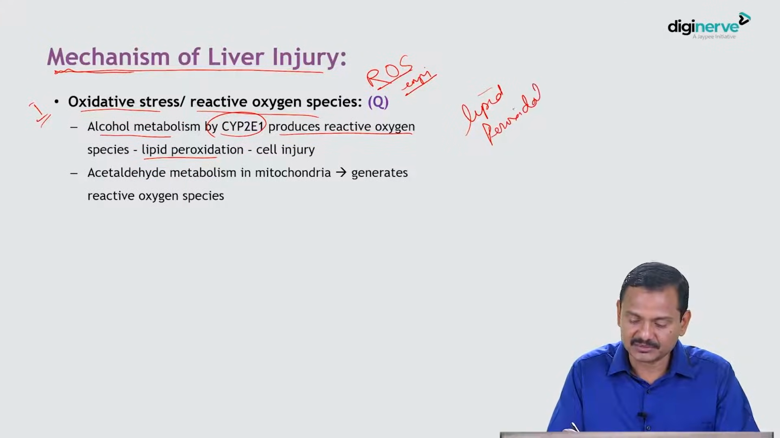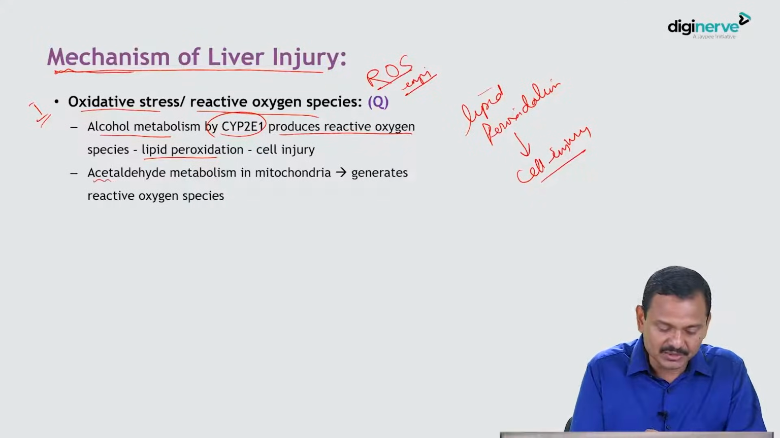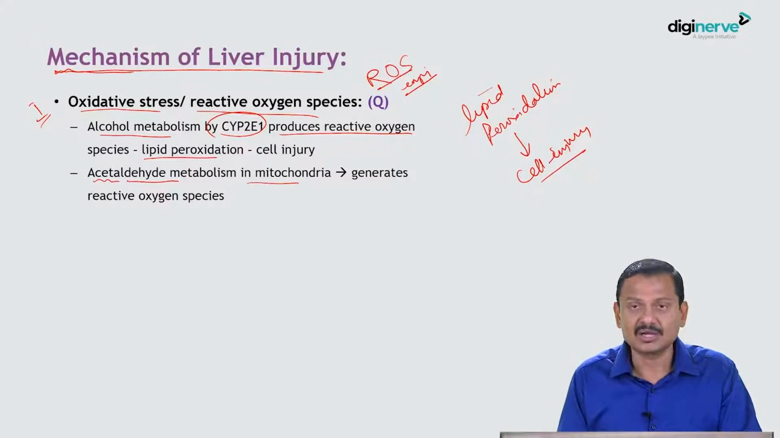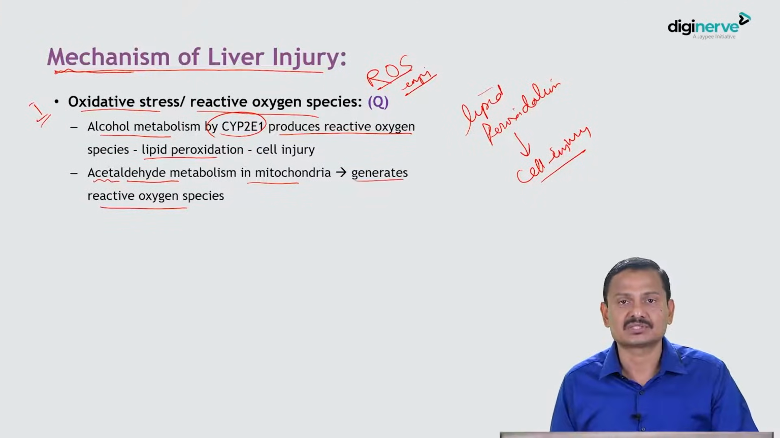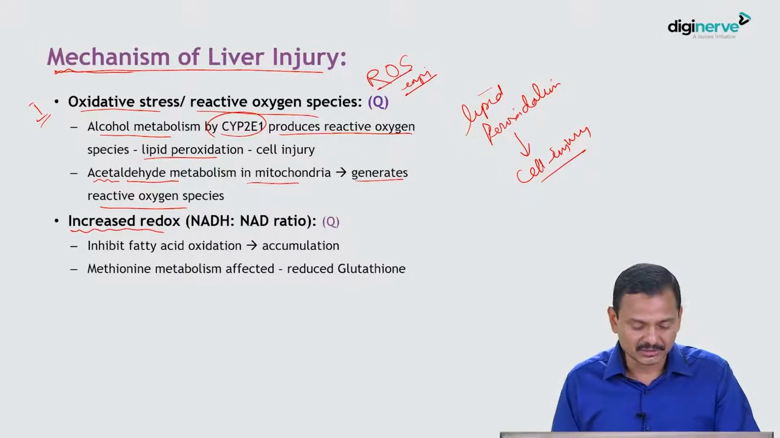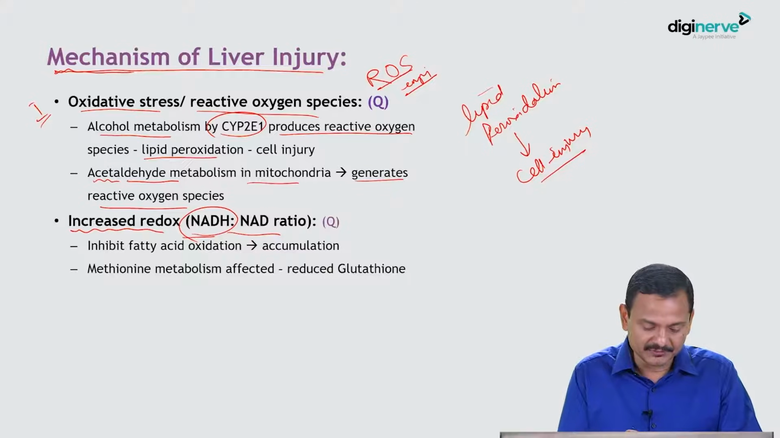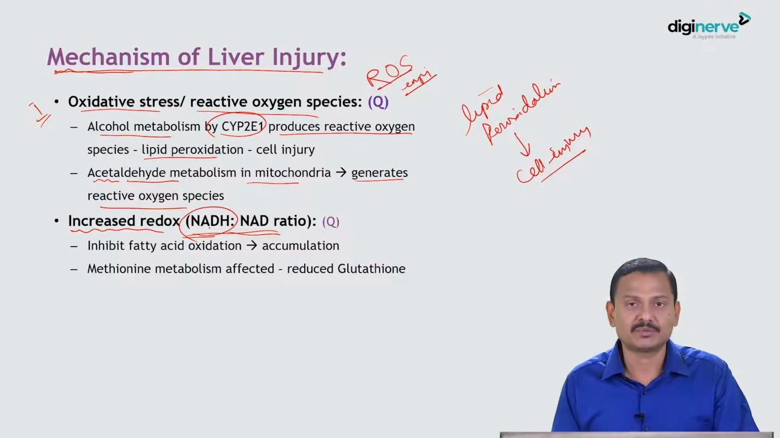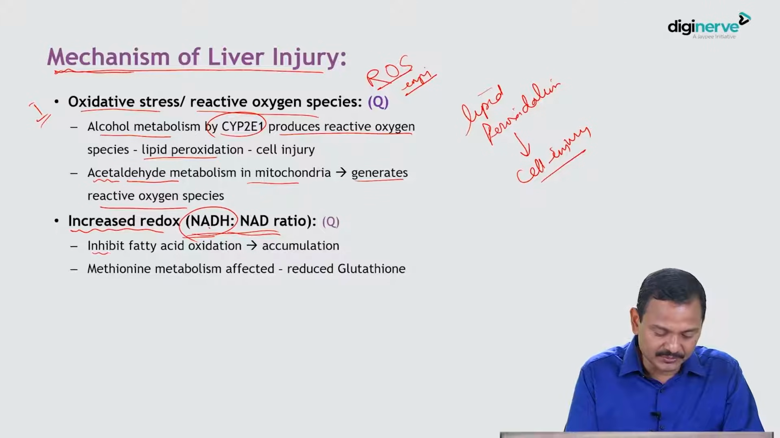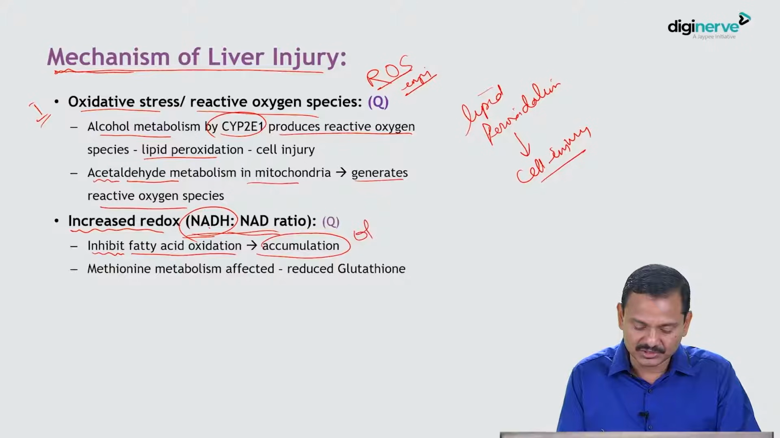Okay, lipid peroxidation, and this lipid peroxidation leads to cell injury or hepatocytic injury. Then in addition to that, aldehyde metabolism in mitochondria also generates reactive oxygen species. The second is increased redox potential. Now if you see, in each step NADH was generated, so here the NADH ratio will be in favor of NADH, or NADH will be markedly increased, which will inhibit fatty acid oxidation, and this will lead to accumulation of fat.